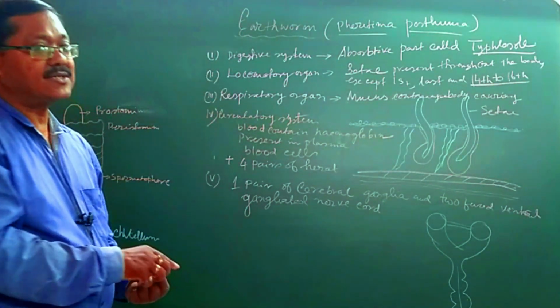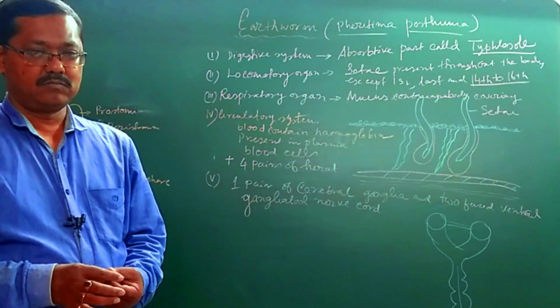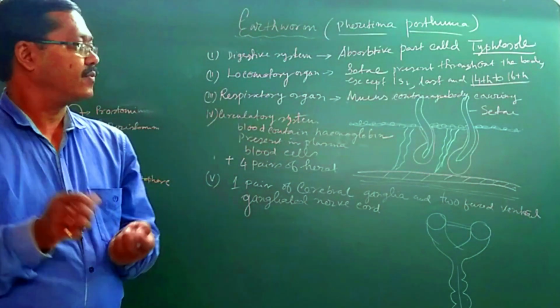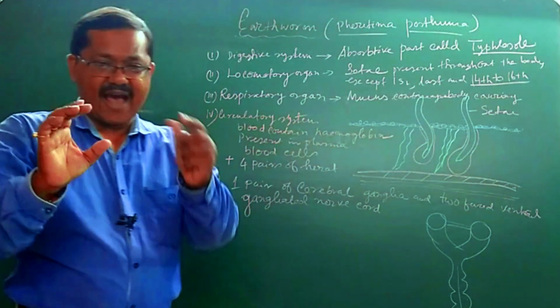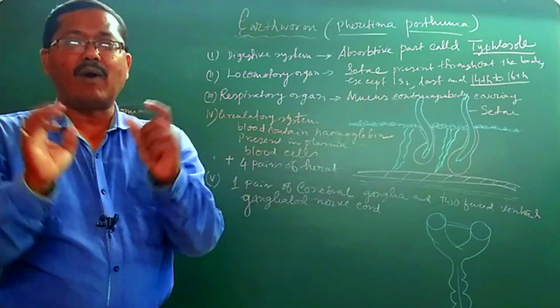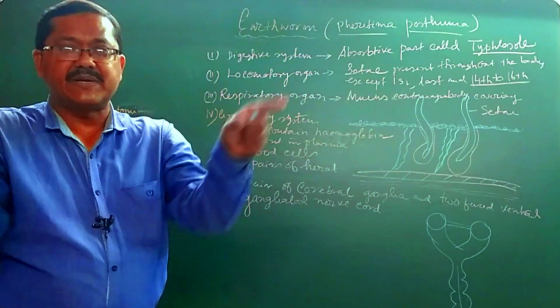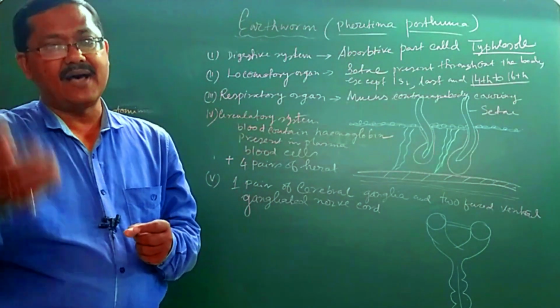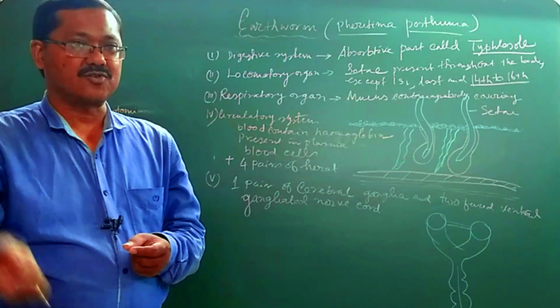Their body contains a true coelom. That means between the body wall and the digestive system, a cavity is present. This is called the coelom. This coelom originates from the mesoderm. It is a characteristic of annelids.